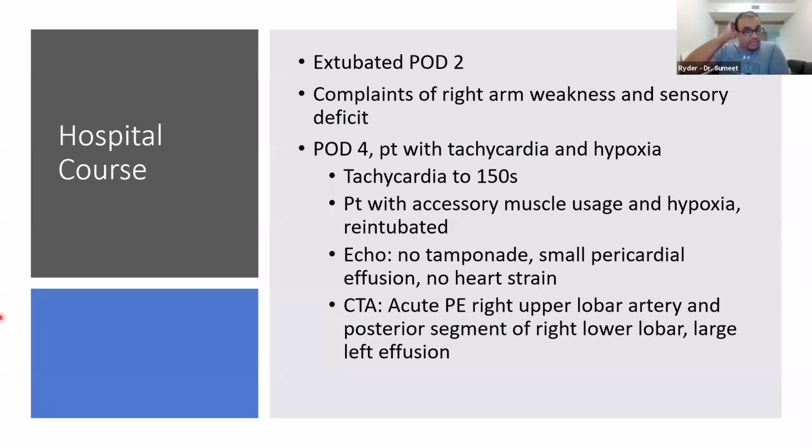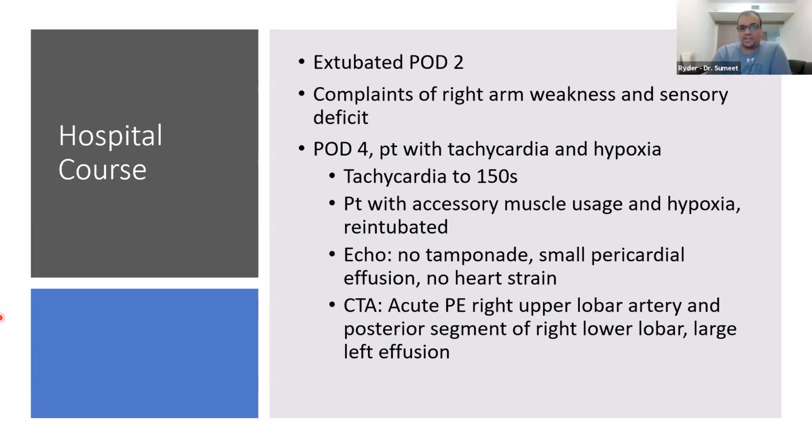After this, he was extubated a couple days later. He had complaints of right arm weakness and sensory deficit, so we felt that he probably had a brachial plexus injury. On post-op day 4, he developed new onset tachycardia and hypoxia, and he was found to be using accessory muscles.